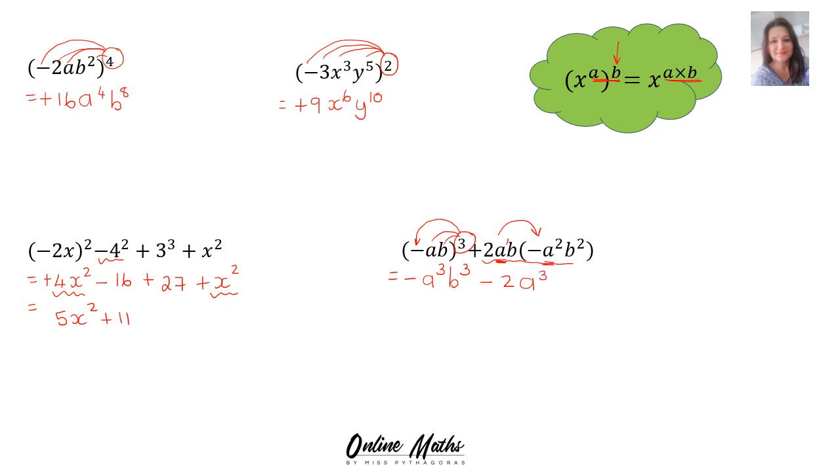And with the b as well, there's an invisible 1 as an exponent, and you multiply. So when you multiply, you add exponents. So b to the 1 times b squared is b to the 3. And now you can add everything. Negative a to the 3, b to the 3, minus 2, a to the 3, b to the 3 is minus 3, a to the 3, b to the 3. They are like terms. Therefore, you can add them.